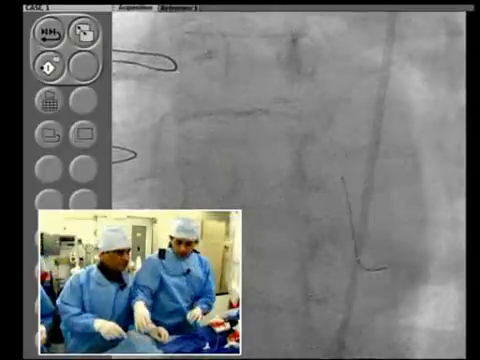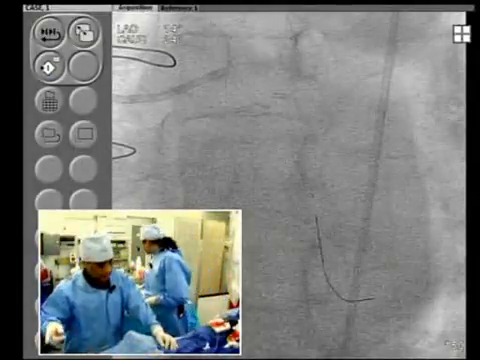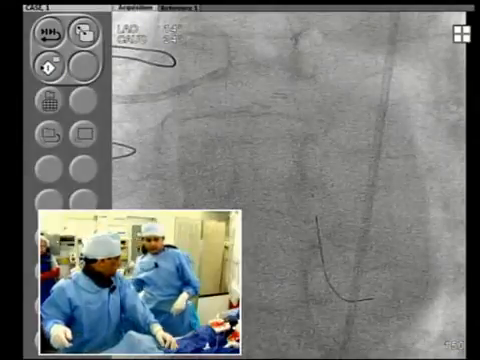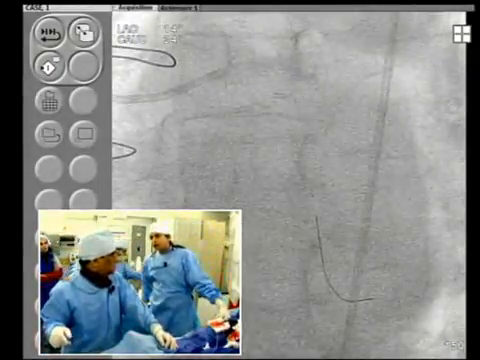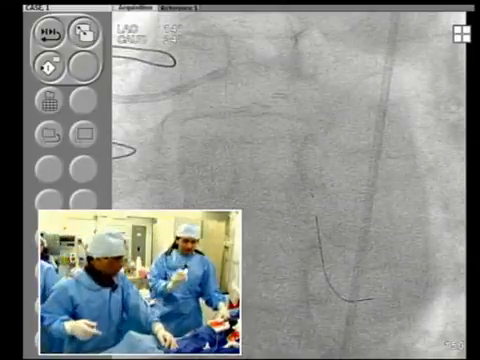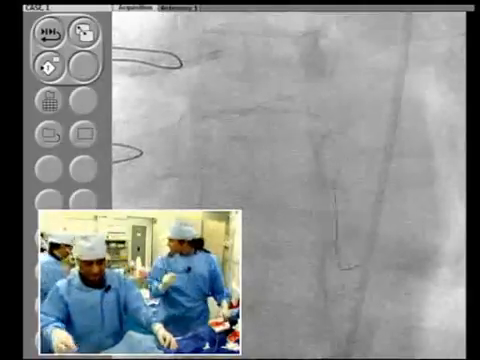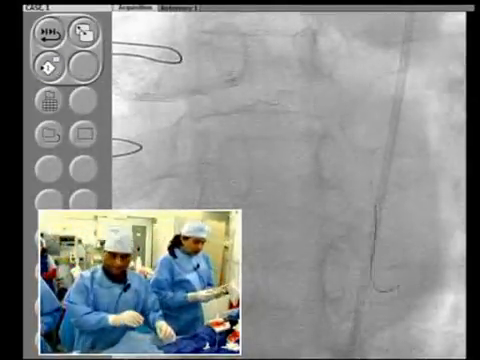Which wire do you want now? We have the new Progress family wires. Give me the 140, yeah. 140 is equivalent to Confianza 9. Let's start with the Confianza. Anu, what has been your experience with these wires, and why would you prefer it over Confianza?